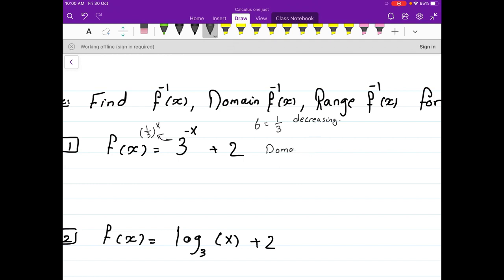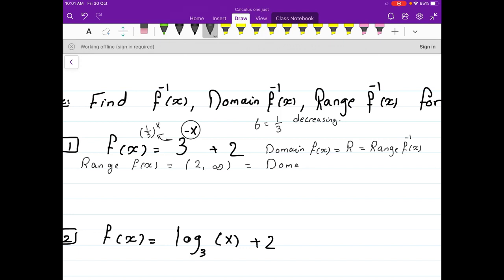What is the domain? The domain for f of x equals the domain of the exponent, which is R. And this is the range of f inverse. Now, what is the range of f of x? We know the range of b to the power x is from 0 to infinity. So plus 2, the range of f of x is from 2 to infinity. And it is the same for the domain of f inverse. Now, if you can't find the range directly, you can find the inverse. And the domain of f inverse will be the range of f of x.